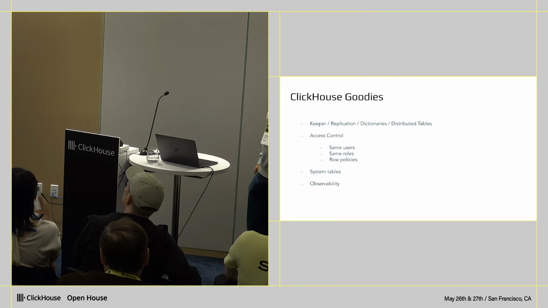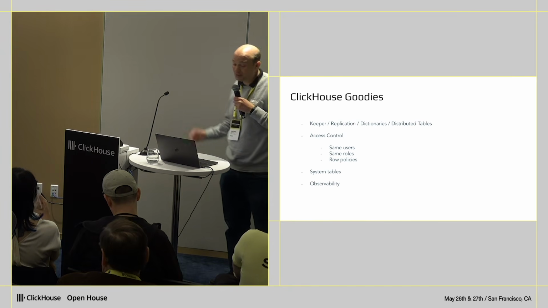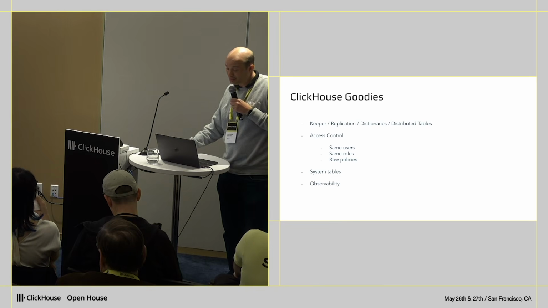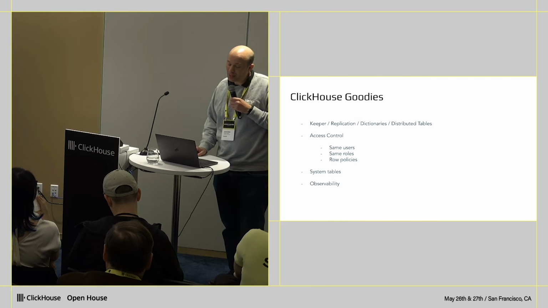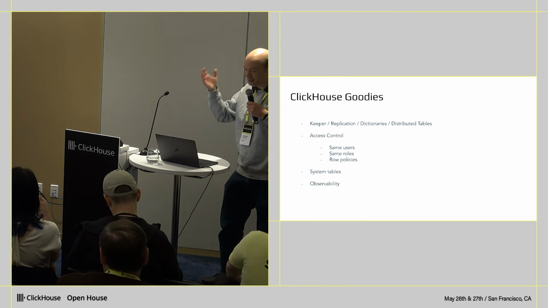Also, you have the same access control on both systems. So you have the same users, the same roles, the same row policies. You have very nice system tables, which is a very cool feature of ClickHouse, and of course, all the observability, Grafana, etc.